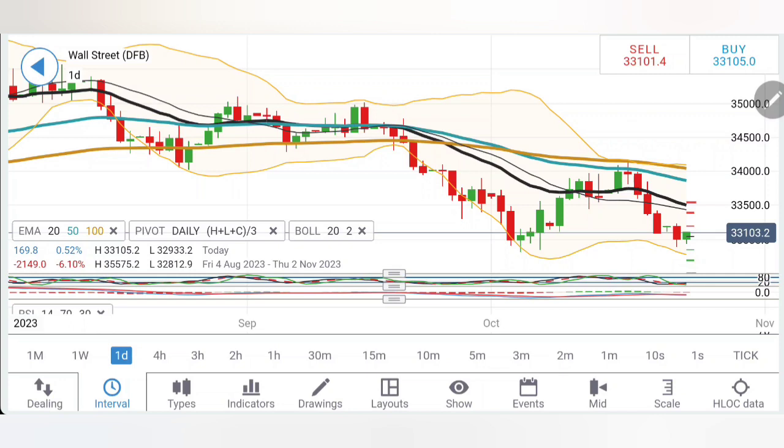On the upside, 33,200, 250 zone, very strong resistance. On the downside, 32,900, 950, very strong support. Take your trades accordingly. Trade with a stop loss and a trailing stop loss.